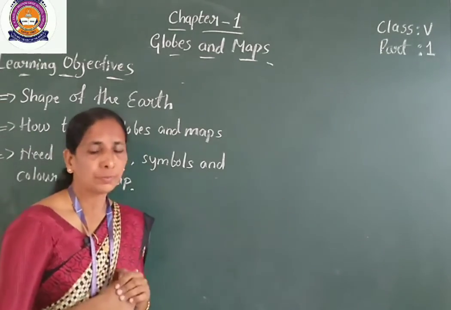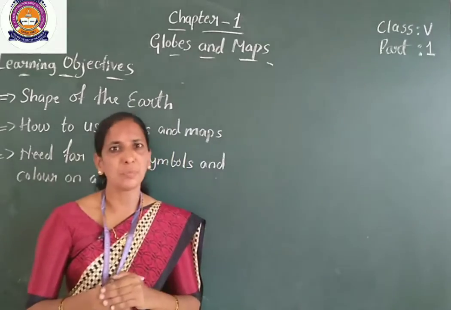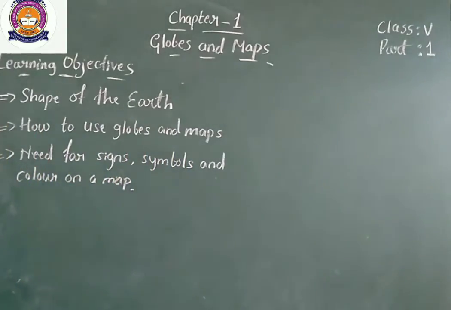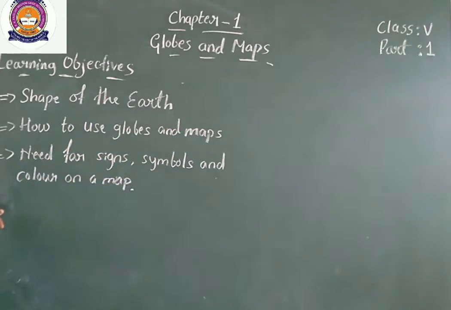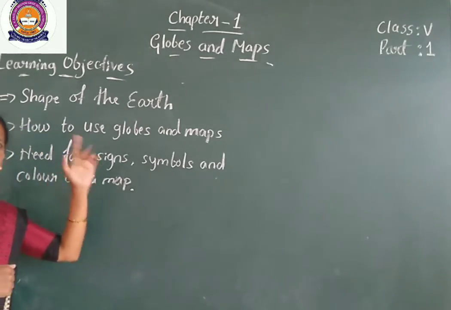So in this chapter we are learning some contents. See here, learning objectives. The first content is the shape of the earth. Second, how to use globes and maps. And third, need for signs, symbols and color on a map. We are learning all these contents in Chapter 1, Globes and Maps.